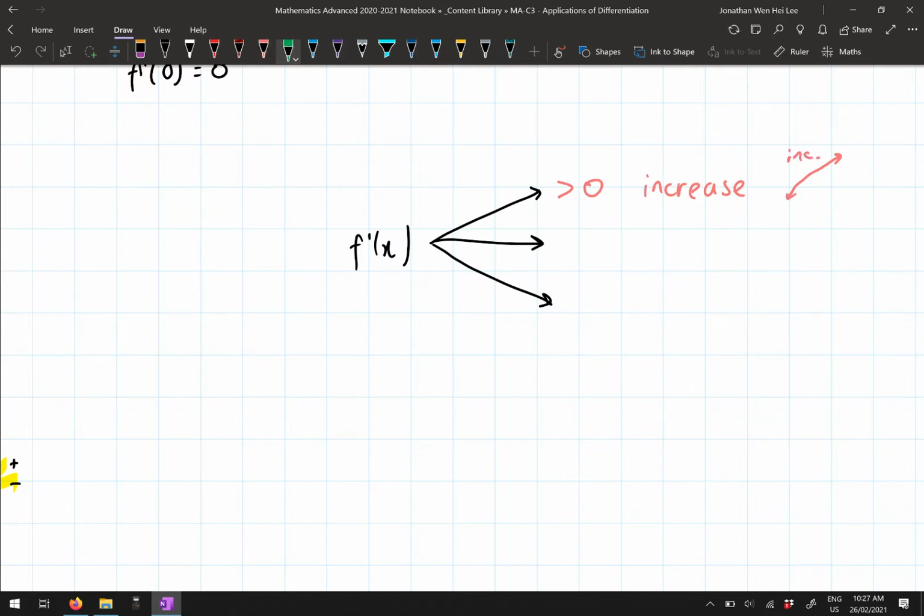What's the second one? Decreasing. So if it's decreasing, what's the condition on our first derivative? It is less than 0. And so here our graph will look something like this. Decreasing. And the final one was equal to 0.